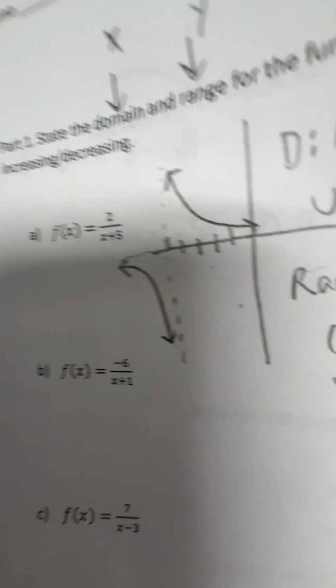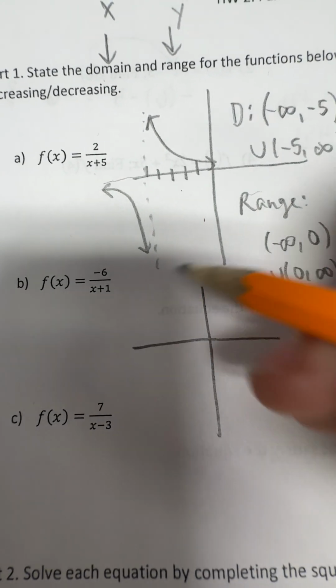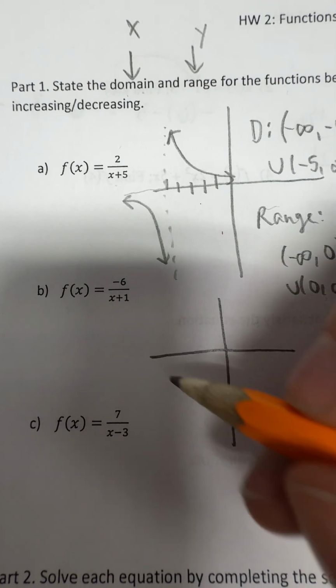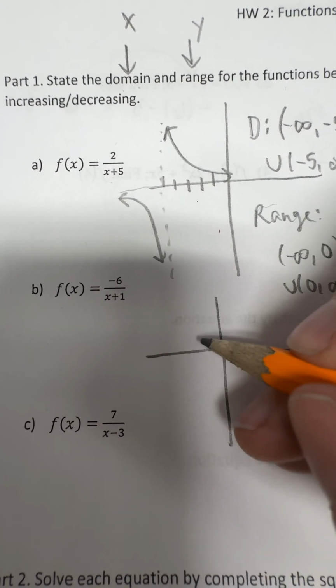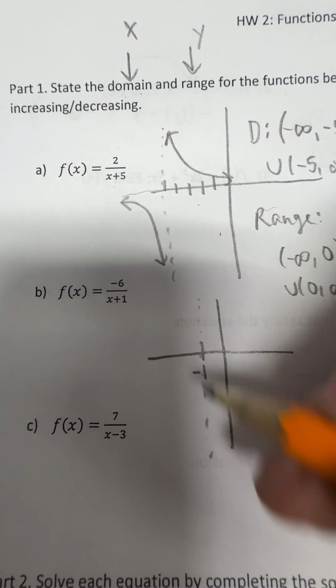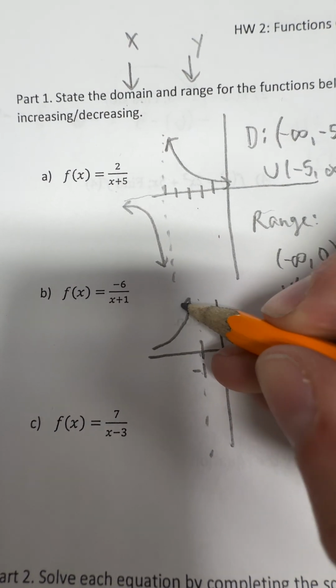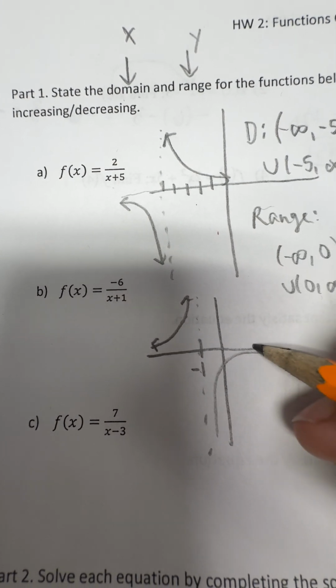All right, let's do one more. Let's do B. So if I have this graph here, because of the negative, I know it's going to be a graph like this and like that. But I also know I can't have minus 1. So I have an asymptote at minus 1. So I have a graph like this. And then I have a graph like that.